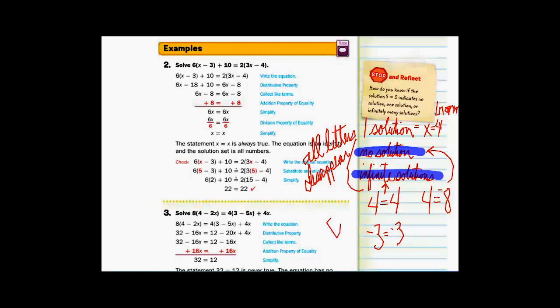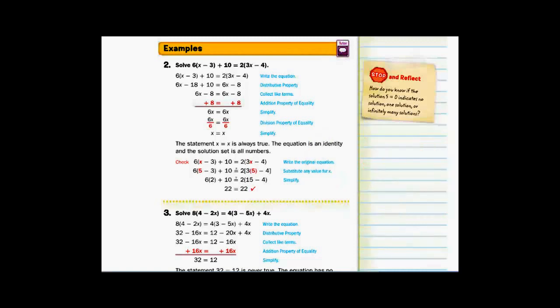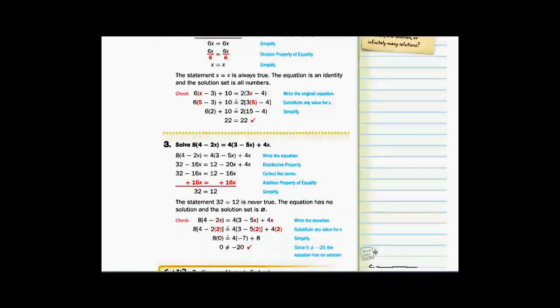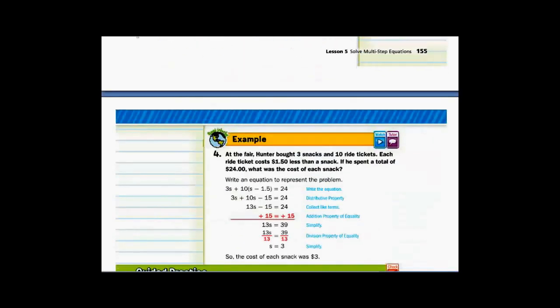So that is in all real numbers. Most of the time it will probably end up looking like this, but it could be a number equal a number. That is true. That is in all real numbers. That's what you would write, all real numbers. If you come up with something that looks like this, 0 equals 7, that is false. So that would be a no solution. All right? So make sure that you've got that in your notes, because that is something that's very important for you to remember.